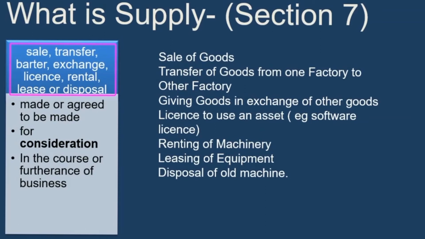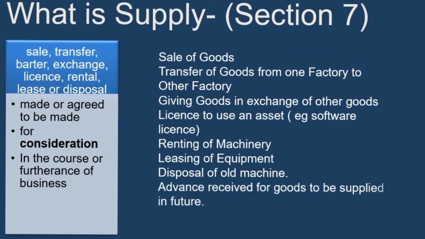Now try to understand the other conditions. The first one out of that is made or agreed to be made. What does it mean? Advance received for goods to be supplied in future: will that be treated as a supply? See this clause.